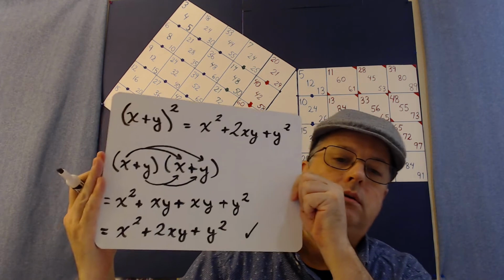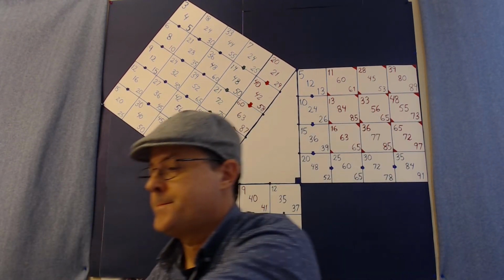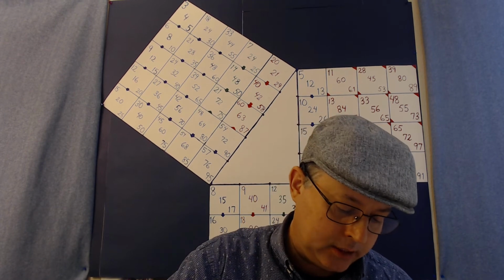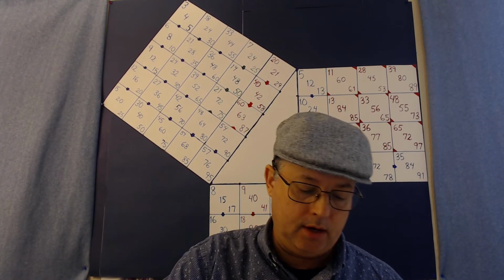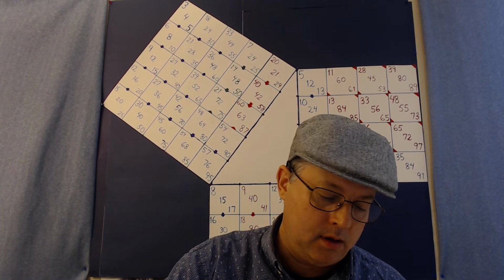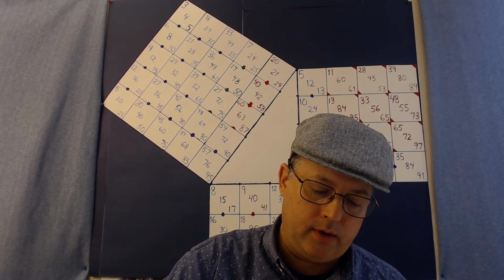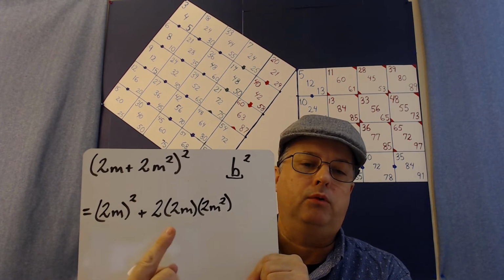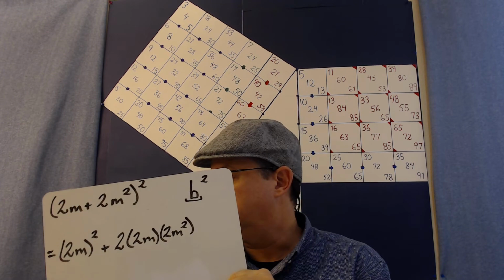Again, using this formula here. And so the x is the 2m, and so we're going to say x squared. So that's 2m squared. And then plus the 2xy. So that's 2, and the x is 2m, and the y is 2m squared.